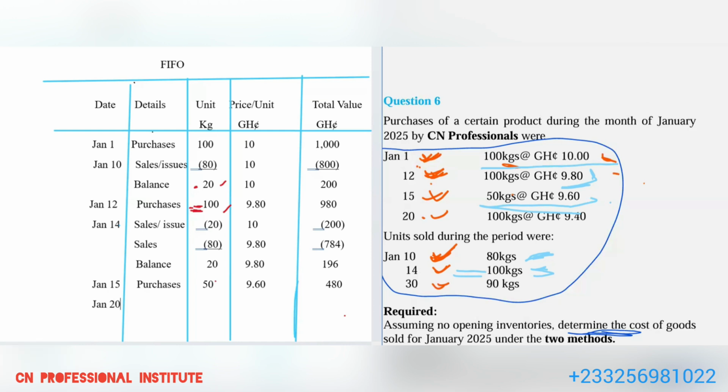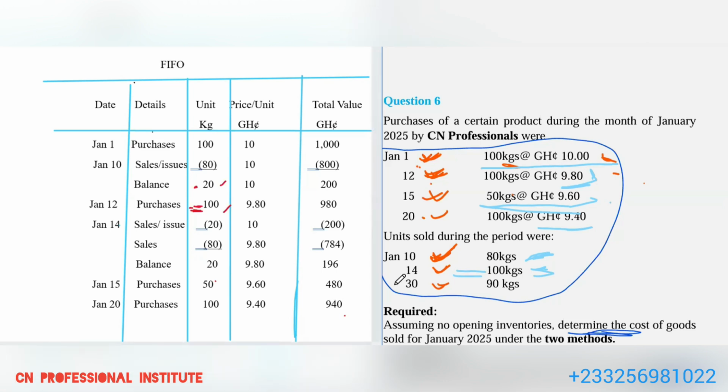January 20, we also made some purchases. How many units did we purchase? We purchased 100 kg at 9.4. So this one here, 100 at 9.40, and then that will give us 940.